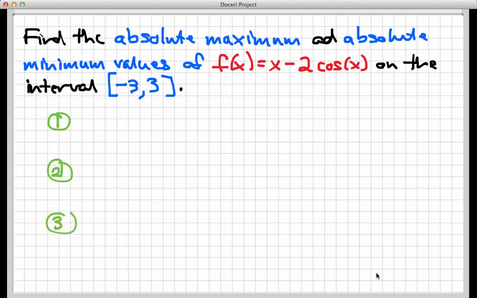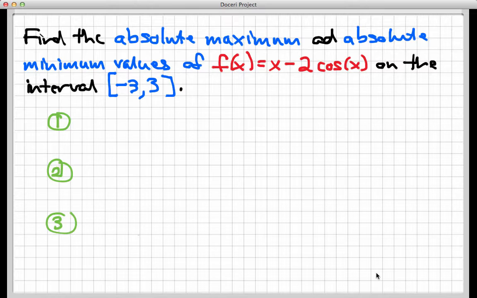Hi, and welcome to this video where we're going to put to work what we learned about global optimization. We're going to find the absolute maximum and absolute minimum values of the function f of x equals x minus 2 cosine x on the interval from -3 to 3. First of all, note that the extreme value theorem tells us that we must have absolute maximum and absolute minimum values for this function on this interval.